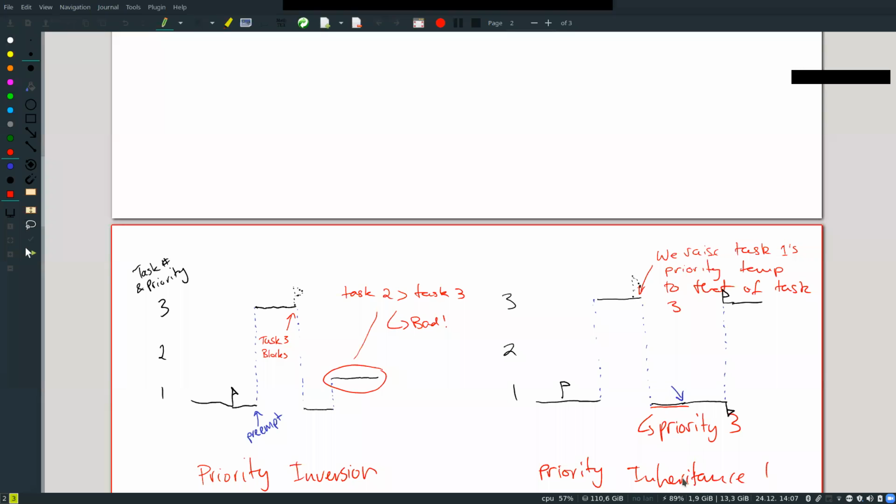And this is good. And so this would be a mutex. This would be a semaphore. So is this clear to those few people that I have listening?